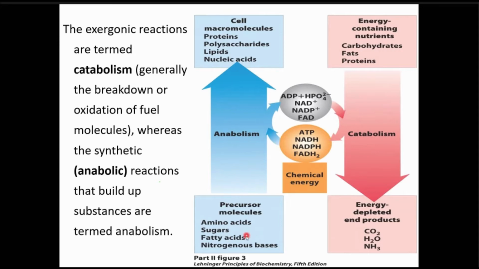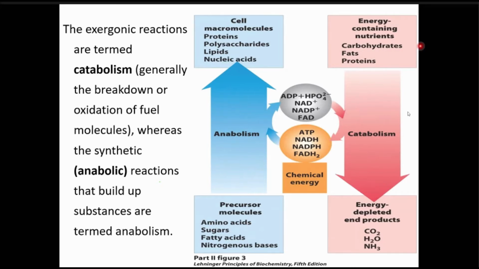The opposite: if I give you amino acids, which are the building blocks of proteins, sugar, which is the building block of carbohydrates, fat, and nitrogenous bases as well, we are going to make macromolecules. What we mean by macromolecules: protein, polysaccharide, lipids, nucleic acids. So we are building. So anabolism.